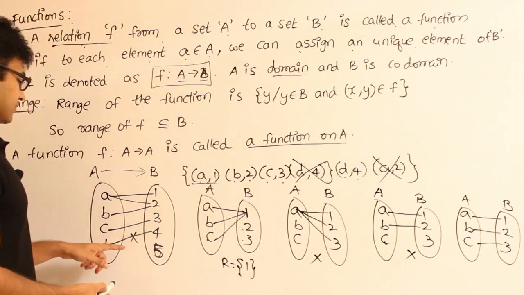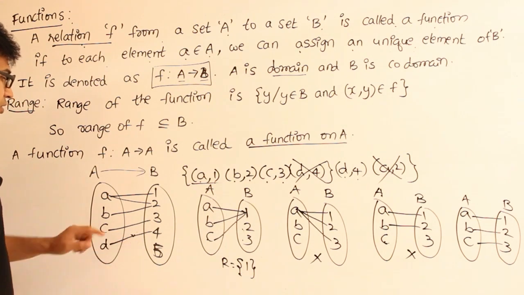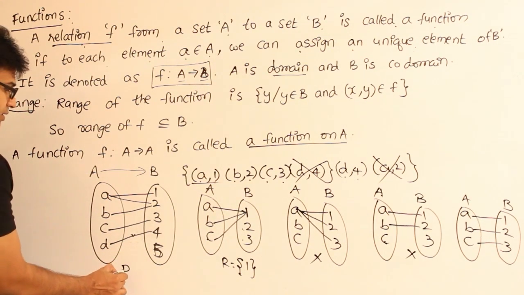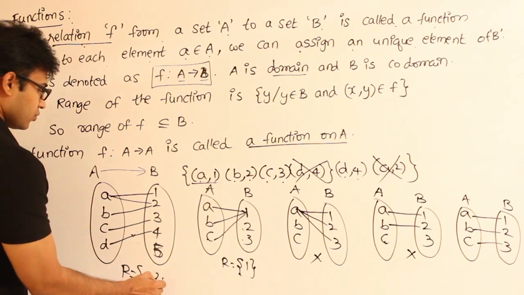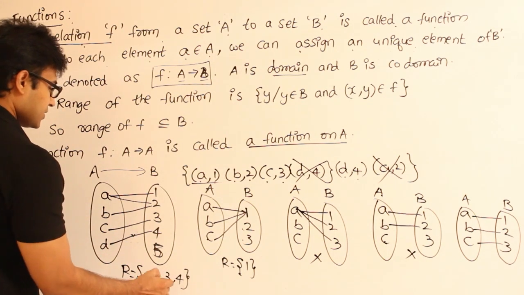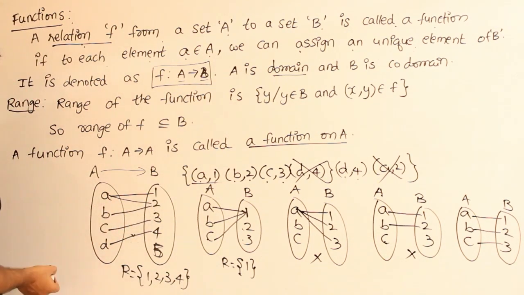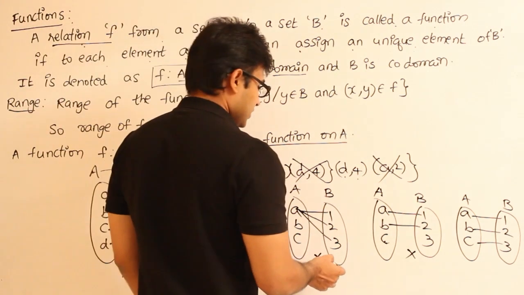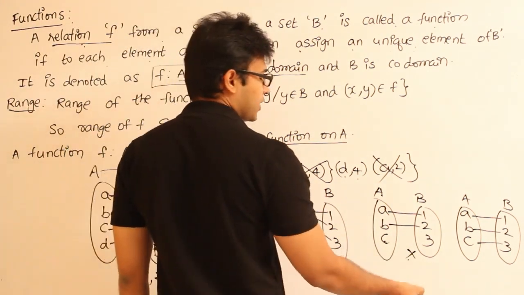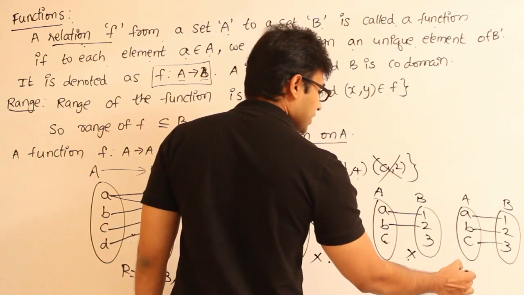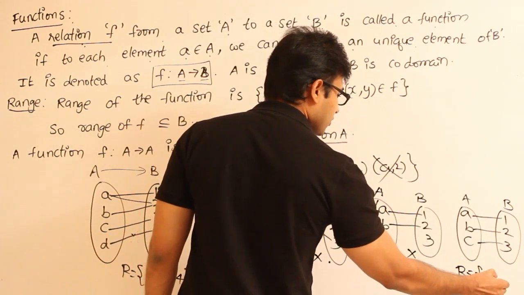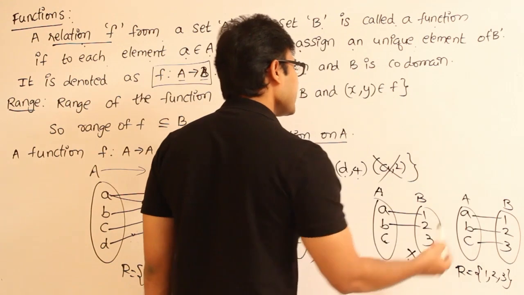And in this case, let's say D is mapped to 4. In this case, range is equal to 1, 2, 3, 4. Range is nothing but the set of all elements of B which are participating in the function, right? So in this case, it is not a function. We don't talk about it. In this case, the range equal to 1, 2, 3 is equal to the codomain itself.